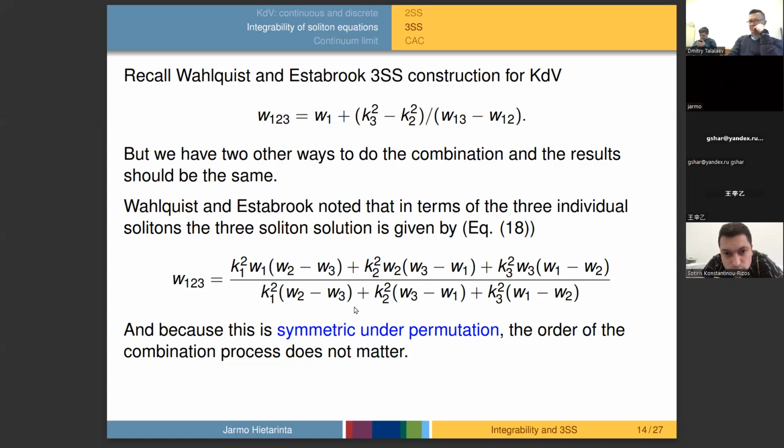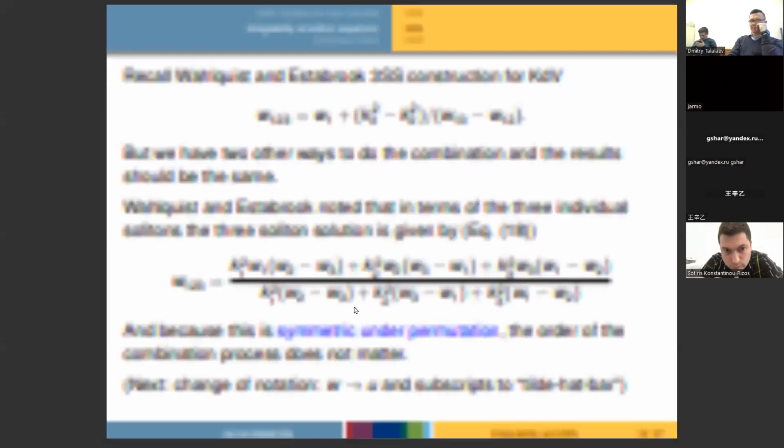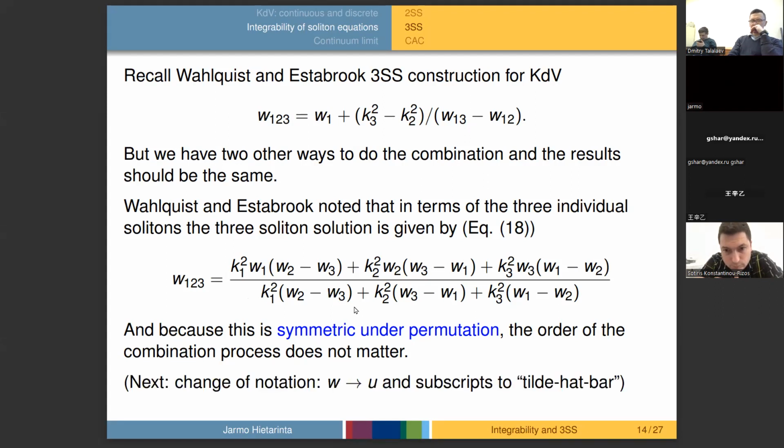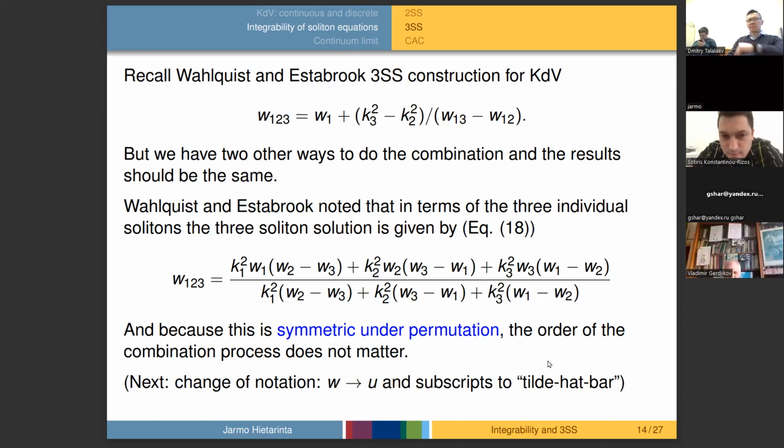Okay, so this is the idea. And we saw that for the solitons in the Hirota bilinear method, the same observation can be made. Of course, now that I continue from this, I will change from W to U and from this subscript till the hat bar. Isn't this exactly the 3D consistency property of the discrete potential KdV equation?